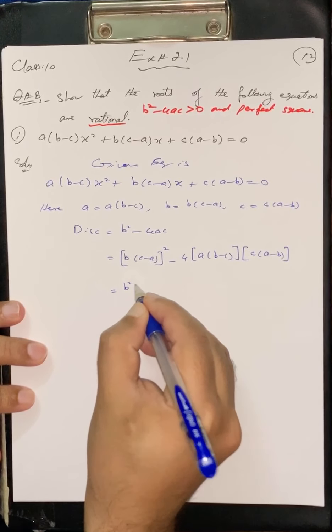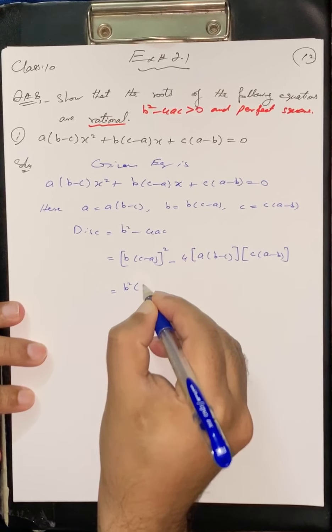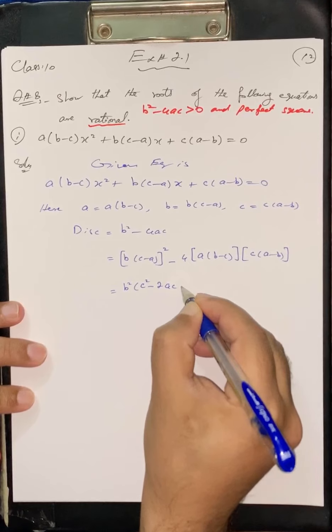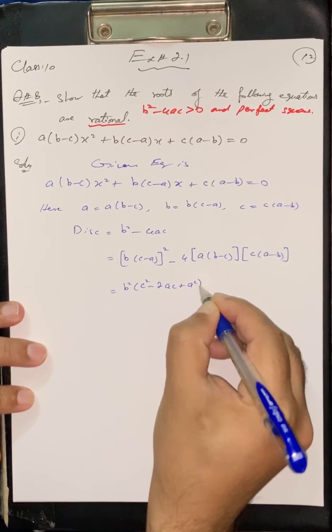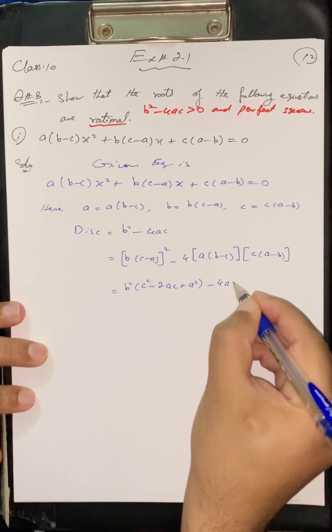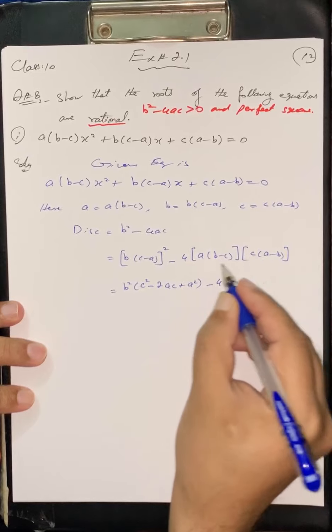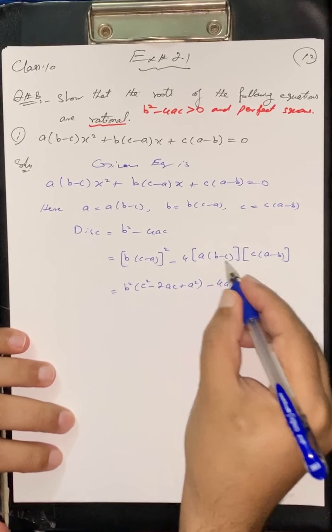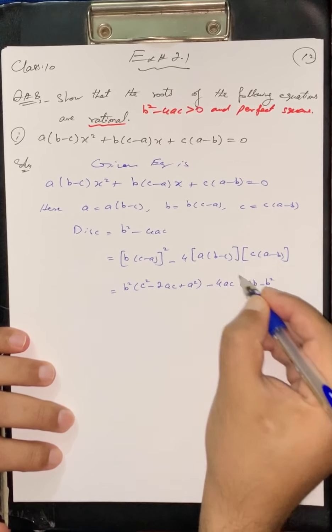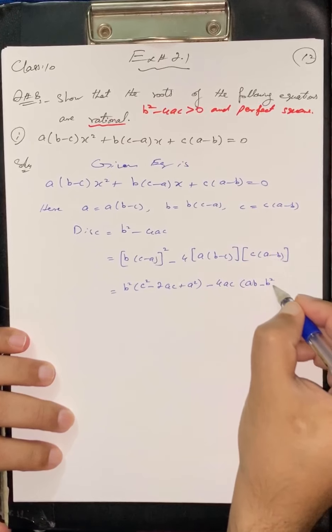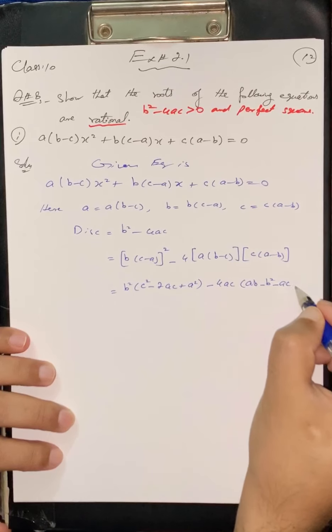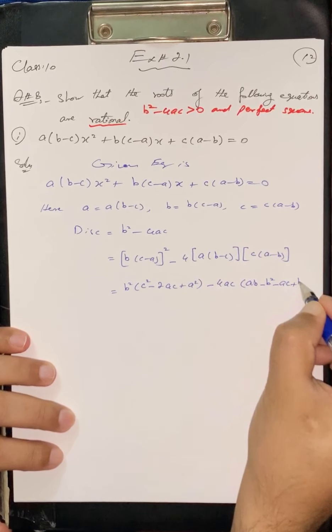b square, here c minus a whole square, I directly apply the formula: c square minus 2, write ac, don't write ca, plus a square, minus 4ac. We write here 4ac because a is outside and c is outside. Now these two brackets I multiply inside. b multiplied by a gives me ab, minus b multiplied by b gives b square, minus c multiplied by a gives ac, plus c multiplied by b gives bc.